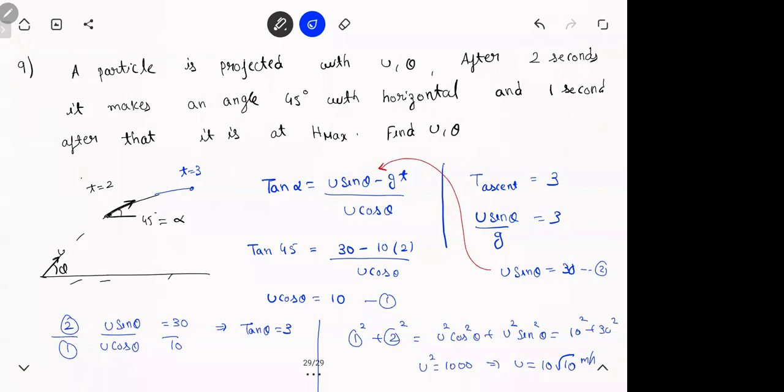Now, next one. Turn the page. Ninth is a good one.